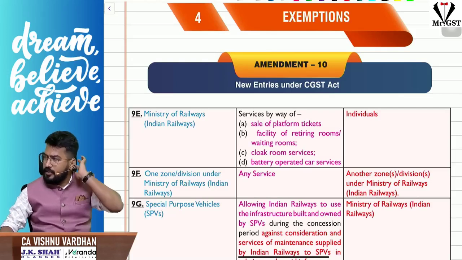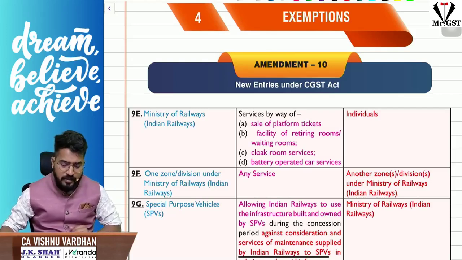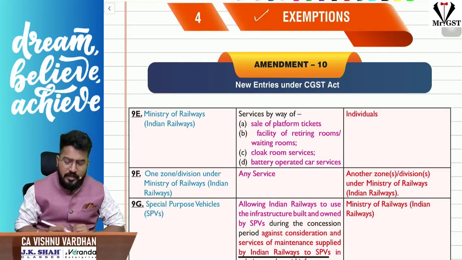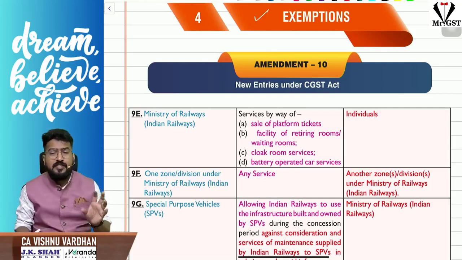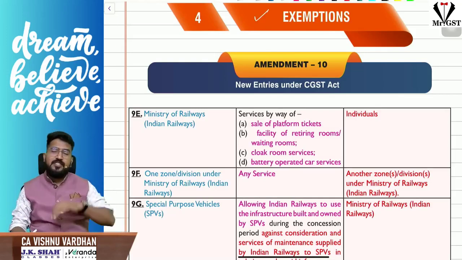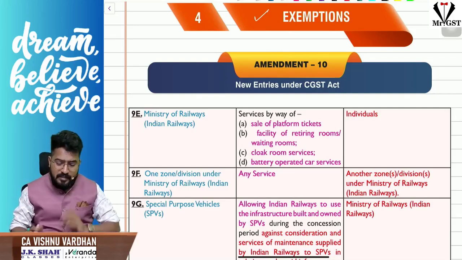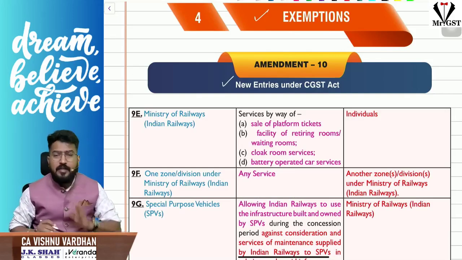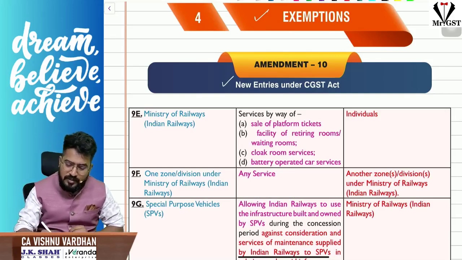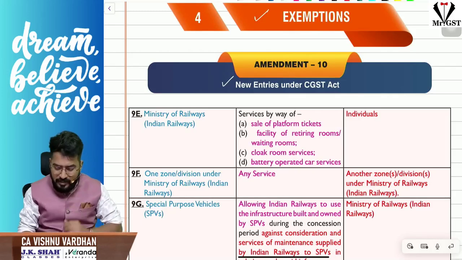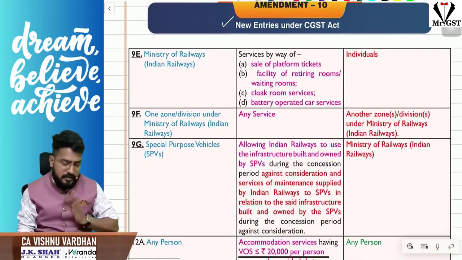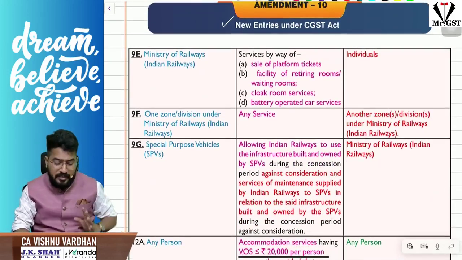Right, continuing with the next chapter, exemptions. See, in the amendments there are some exemptions which are newly added, and some which are clarified or modified. We'll first see the new entries under the CGST Act, whatever entries have been added. First of all, certain small things are there, not that difficult. Of course, even if it is difficult, I will make it easy for you.